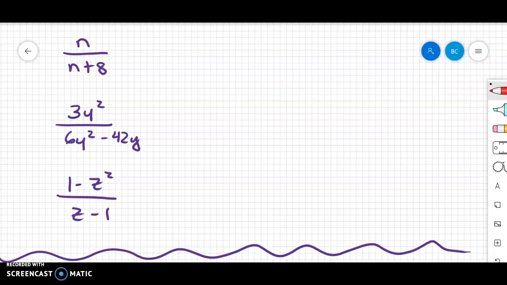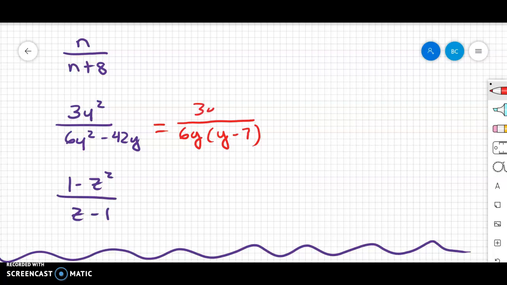On this one, I have terms, so I can't cancel. I have to make factors. In the denominator, I can factor a 6 out of both terms, and a y out of both terms. So I've got 6y, and then I've got left y minus 7. I always do a quick mental check, going back the other direction to make sure I didn't make any mistakes. So 6y squared, check, minus 42y, check.